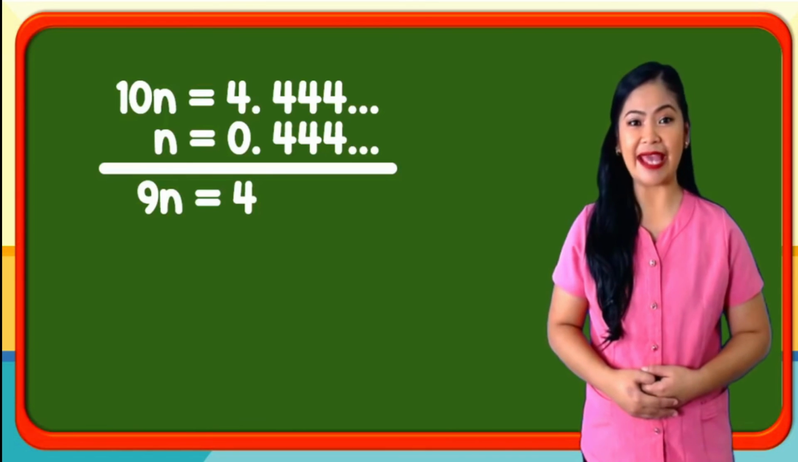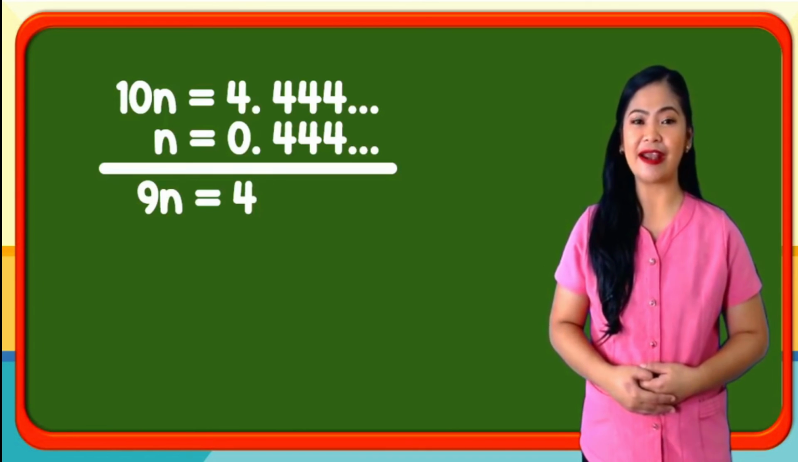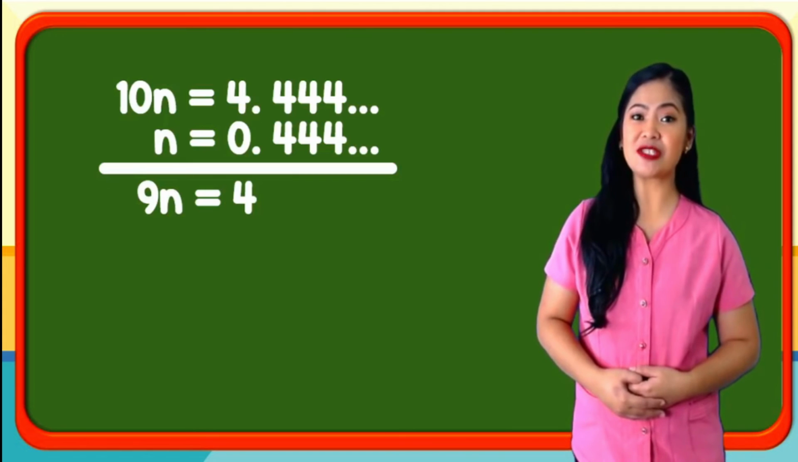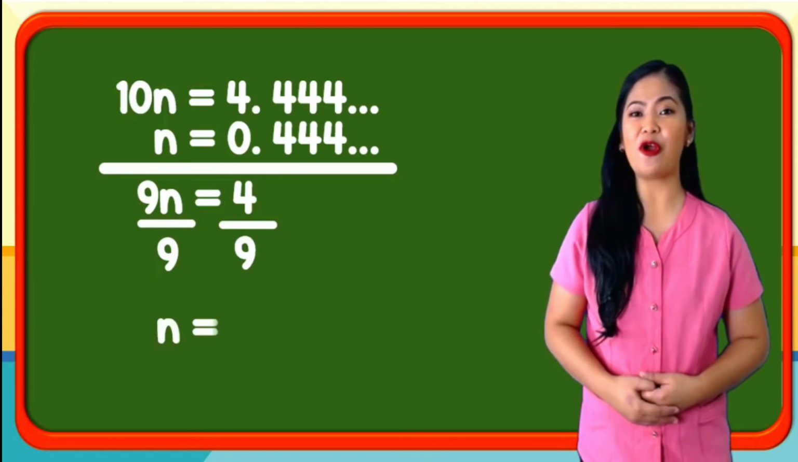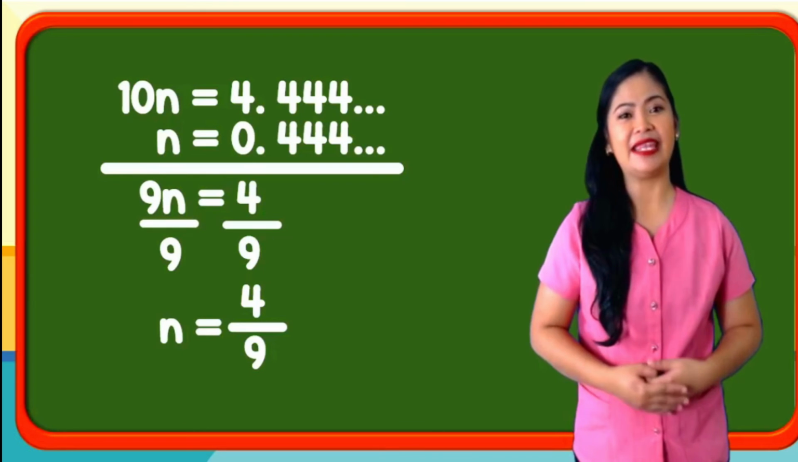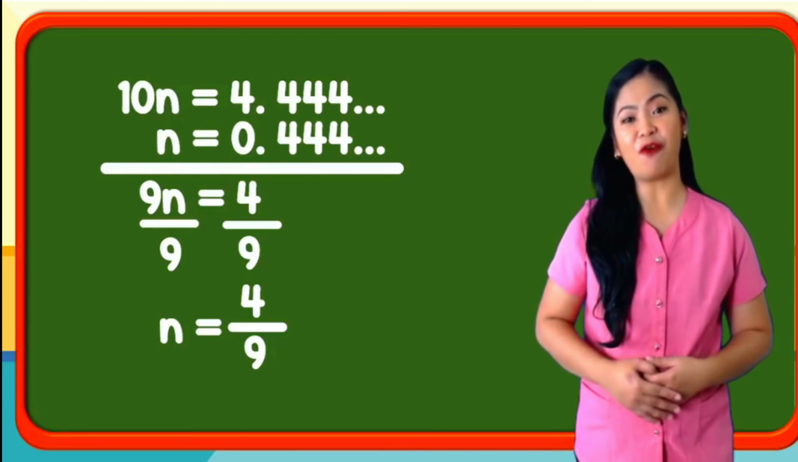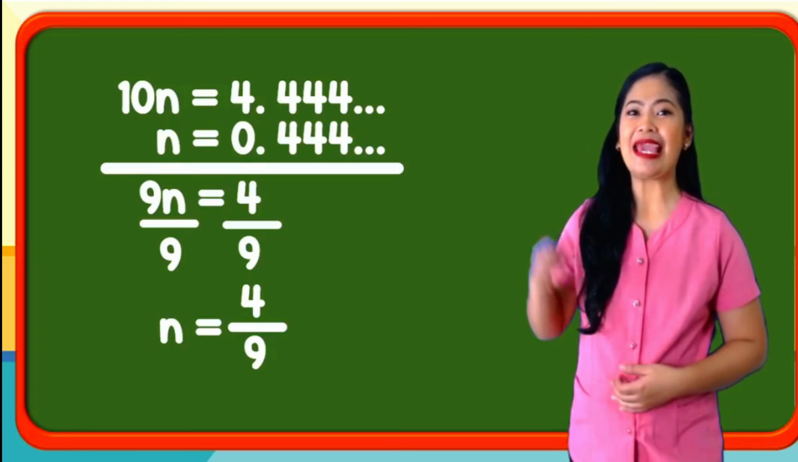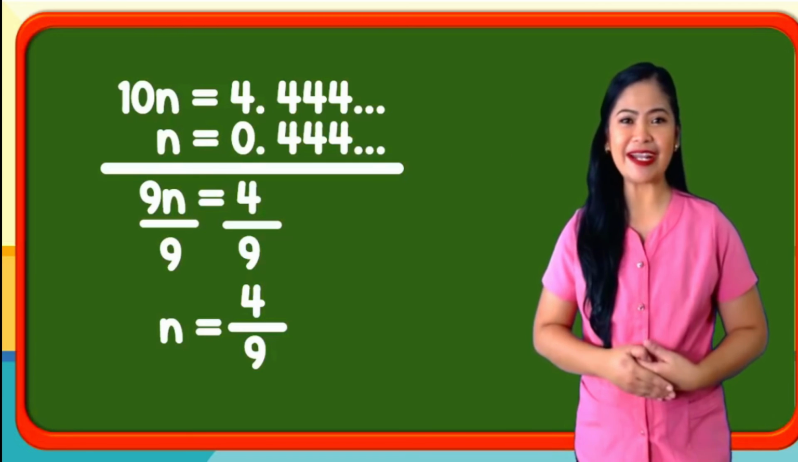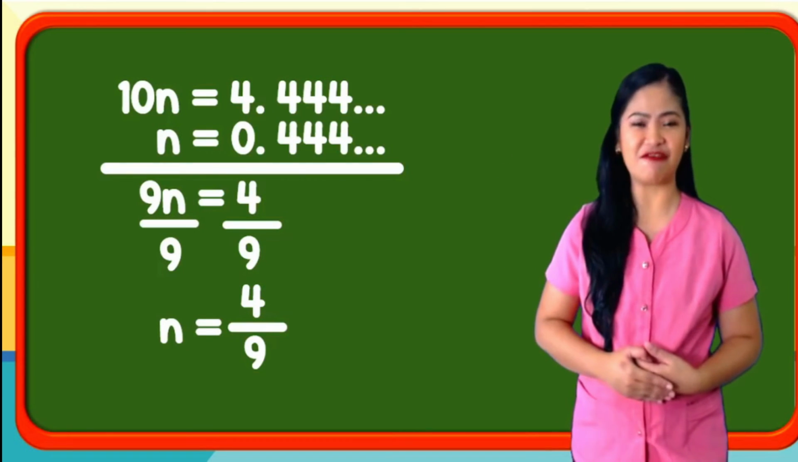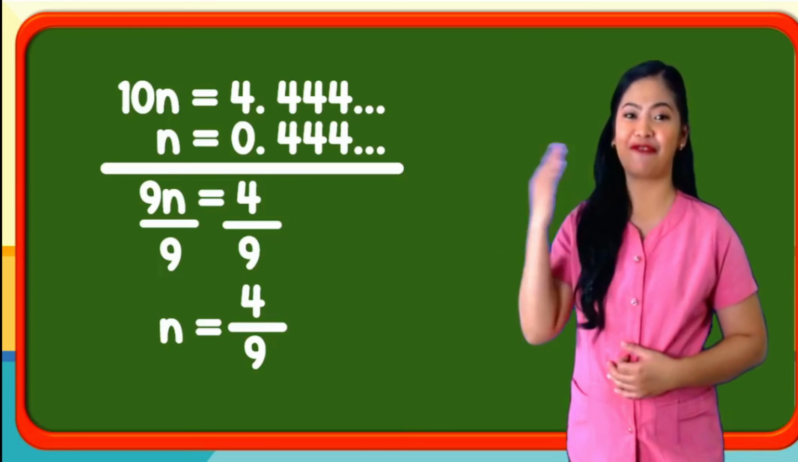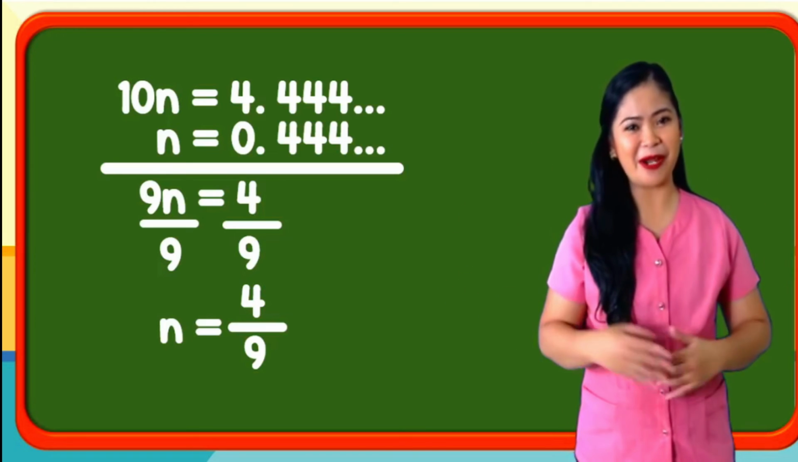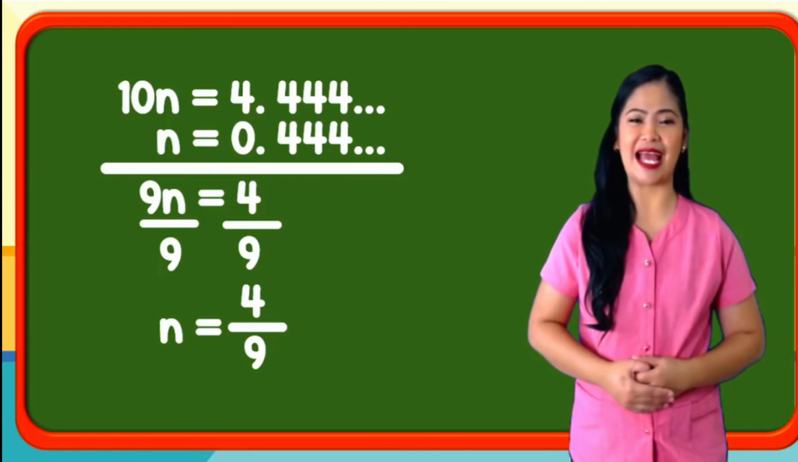So, if 9n is equal to 4, then dividing both sides of the equation by 9, we will have 4 over 9. Therefore, 0.444 repeating is equal to 4 over 9 or 4/9 in fraction form. And that is how we express fraction form to decimal form and vice versa.